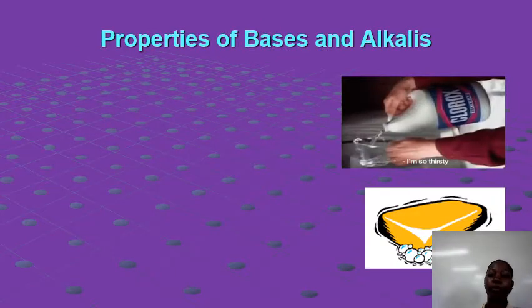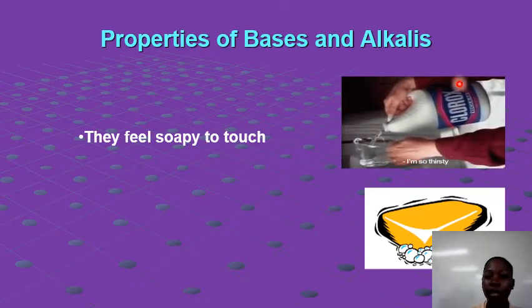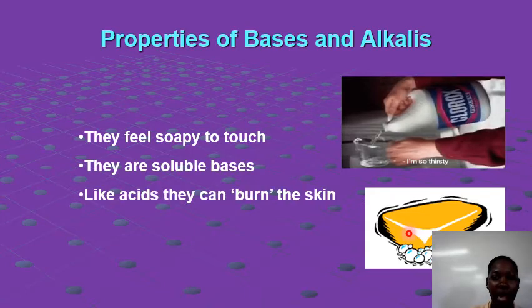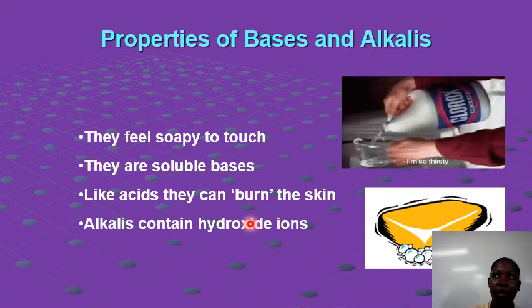So now we have some properties of bases. The first one is they feel soapy. If you touch bleach or soap, the first thing you notice is it feels very slippery, soapy. The next thing is we know that alkalis are soluble bases, but like acids, bases can burn the skin. They are also corrosive. Another very important thing is that bases contain hydroxide ions.